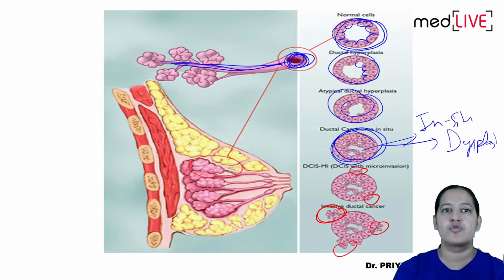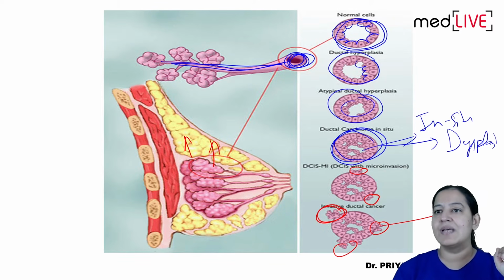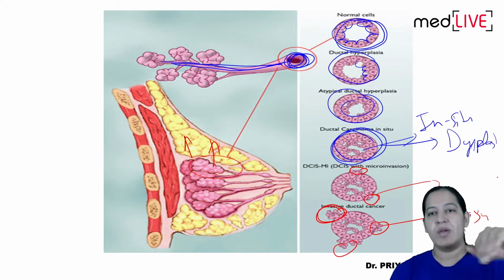They will come out in the stroma. Where will they come? They will come here in the stroma. So this is known as invasive. And in between the two, this is micro-invasive. So non-invasive and invasive. Non-invasive, have you got it?